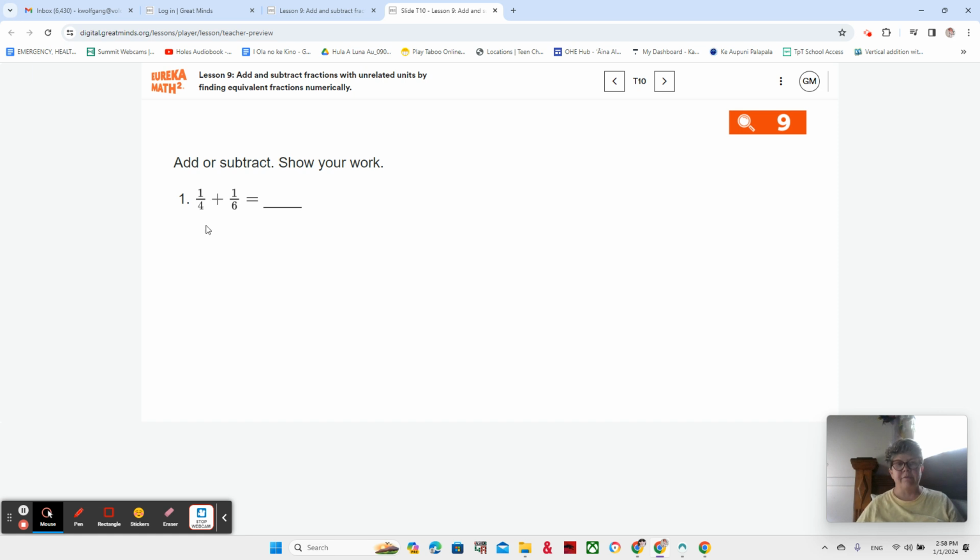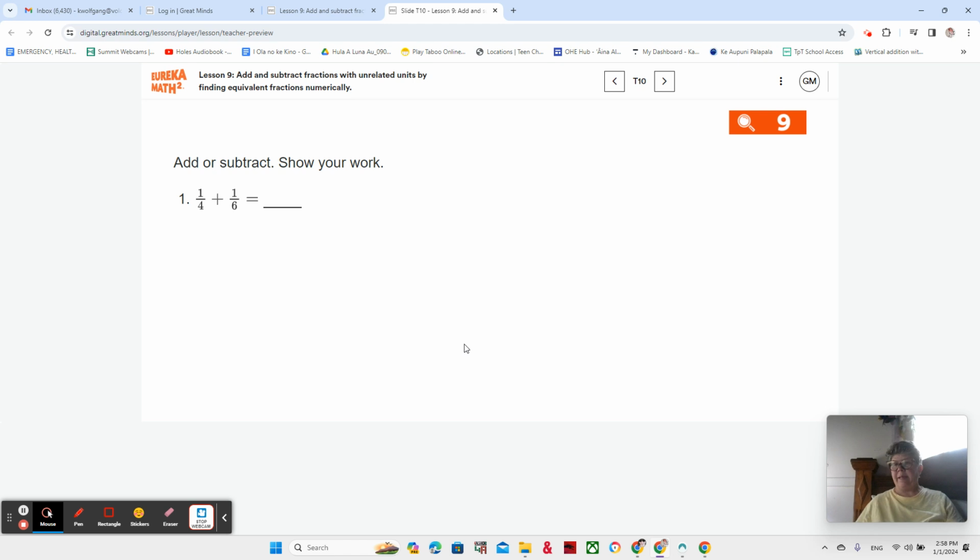Okay, so 1/4 plus 1/6. Are they related or unrelated? They're definitely not alike. They are unrelated. And how do we know they're unrelated? Because 6 is not a multiple of 4, and 4 is not a factor of 6. In other words, I can't multiply 4 times something and get 6, or 6 times something and get 4. They're not in a fact family together, right?